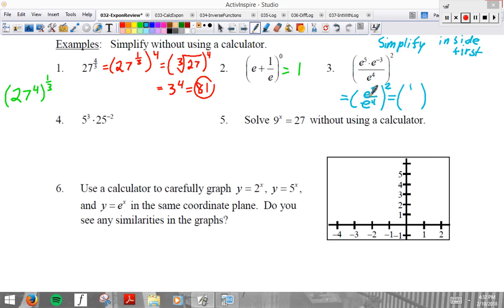Where will the base end up? The base will end up on the bottom, in this case, because the 4 beats the 2. So we have 1 over e to the 4 minus 2. Now, if you want to just subtract them and get e to the negative 2 and then go to this step, be my guest. And now we'll square the top and square the bottom.